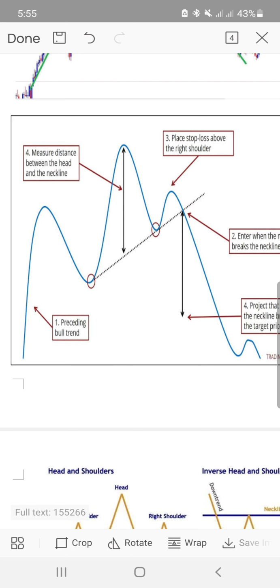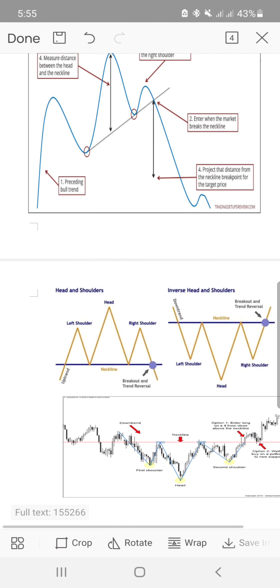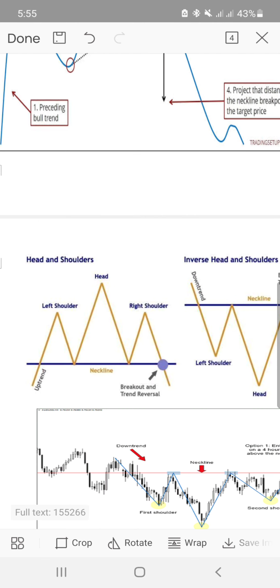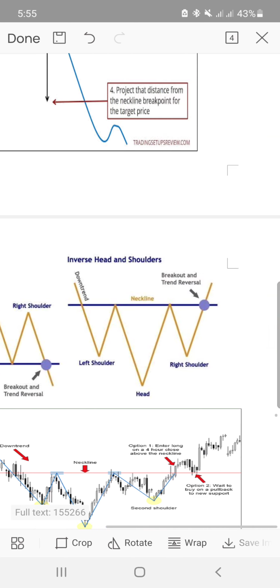Just around this region, your target. You understand? So there's no big deal about this stuff. So by now you should understand head and shoulder pattern. Maybe I'll go to our chart when we are done and give us a practical example of head and shoulder pattern, so I can see it practically.